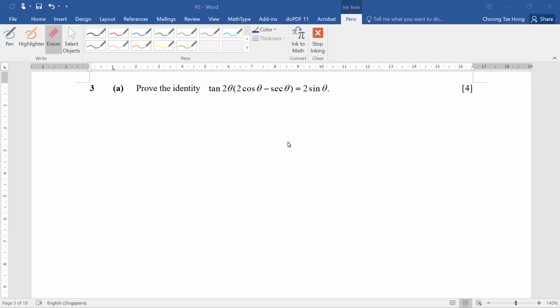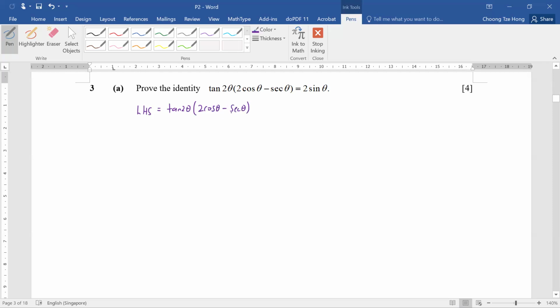For the proving of trigo identities, we always want to start from the side that is more complicated. It's quite obvious that for this particular identity, the left side is more complicated. So we are going to start proving from the left side. Left hand side equals tangent 2 theta times (2 cosine theta minus secant theta).